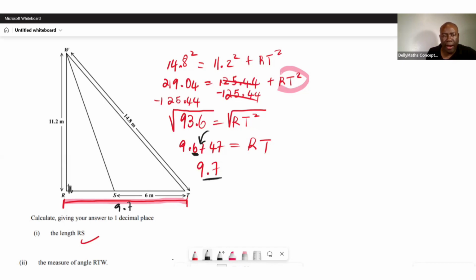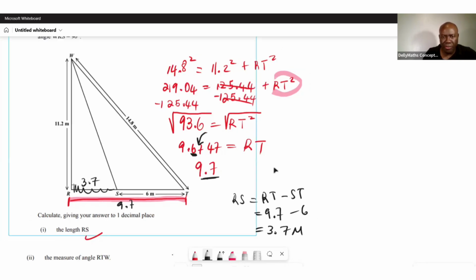So in order to find RS here, RS is simply to take RT and subtract ST. So it's 9.7, and I'm going to take away 6. So we're left with 3.7. This distance is 3.7 meters. So that's that. Now, the second part of this question is actually asking us to find the angle RTW.